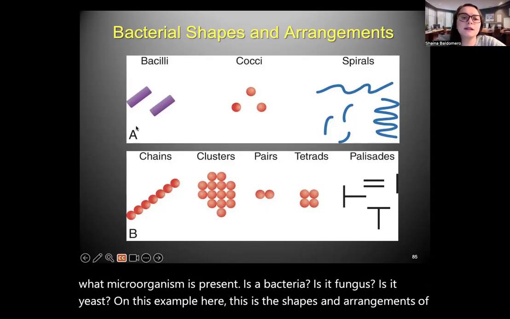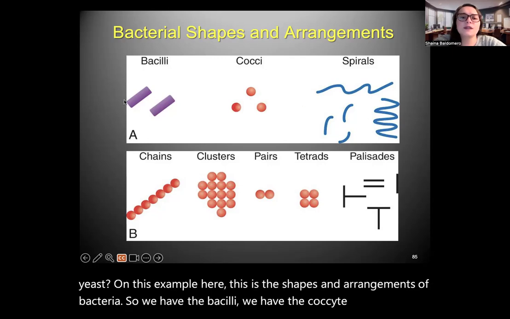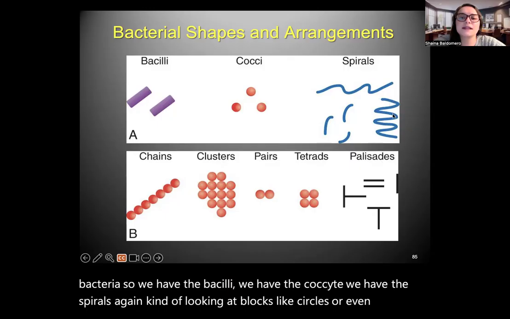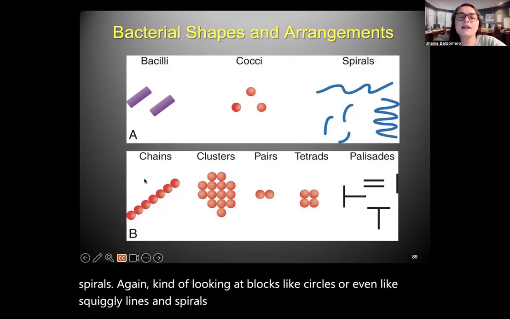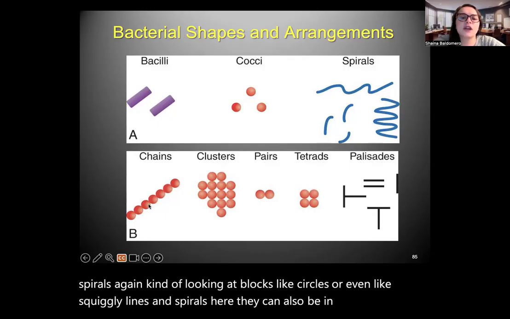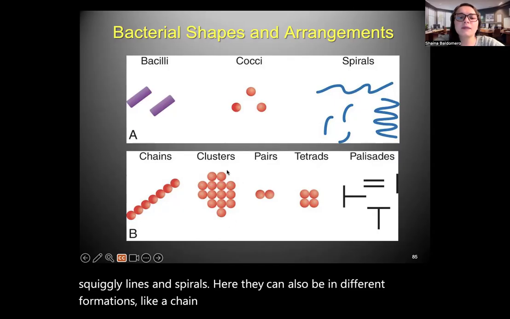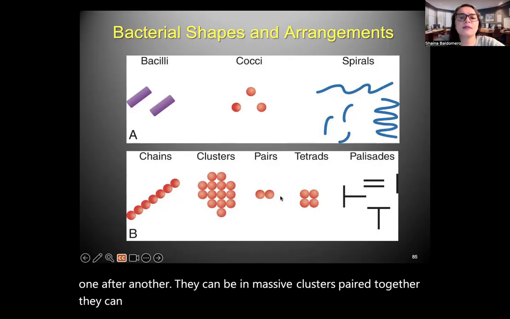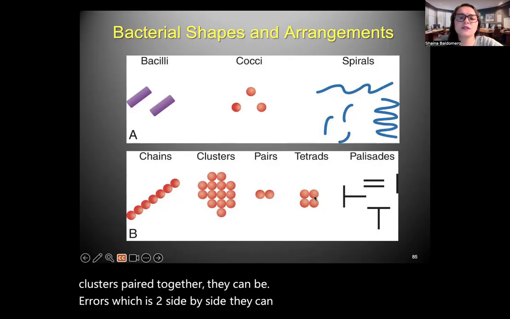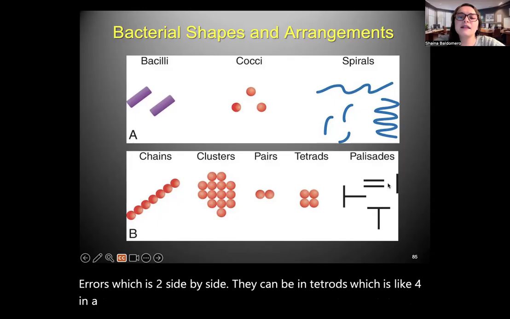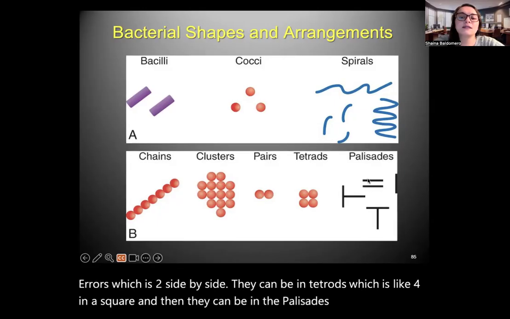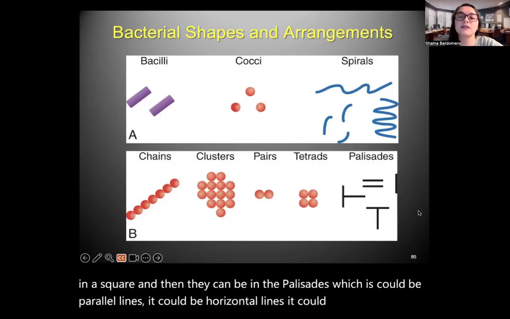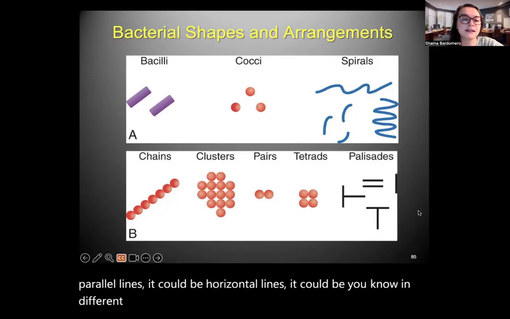On this example here, these are the shapes and arrangements of bacteria. We have the bacilli, the cocci, and the spirals, looking like blocks, circles, or squiggly lines and spirals. They can also be in different formations, like a chain, one after another. They can be in massive clusters, or in pairs, which is two side by side. They can be in tetrads, which is like four in a square. And then they can be in palisades, which could be parallel lines, horizontal lines, or different formations in that sense.